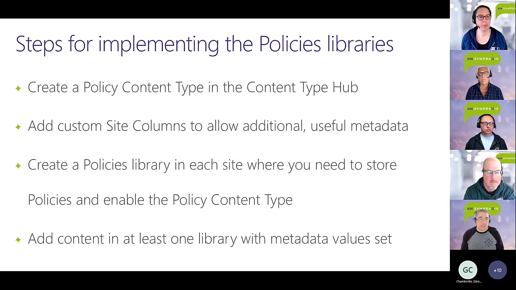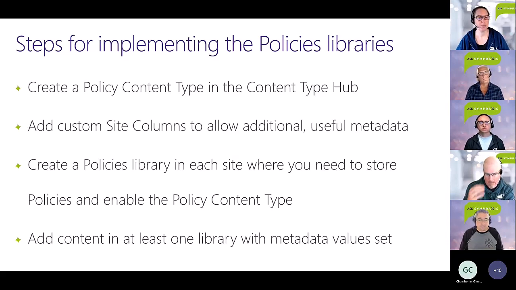So it all really boils down at the beginning to setting up your information architecture properly. We want to make sure that we create a policy content type, and do that in the content type gallery, because that can get propagated out to any number of sites, and that's really the key there. So you're not recreating or duplicating efforts. Obviously, create your site columns that give you good metadata: title, effective date, things like that, summaries. And then you can create a policy library in each site where you need it.